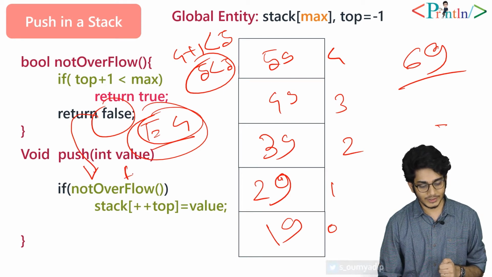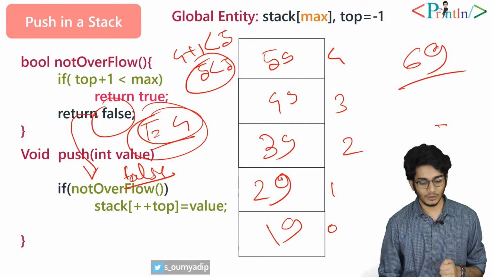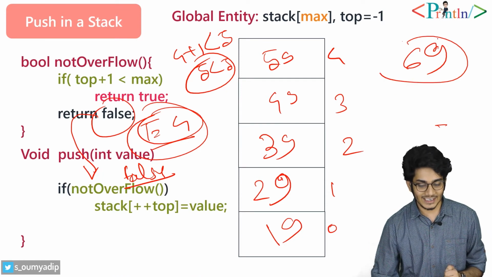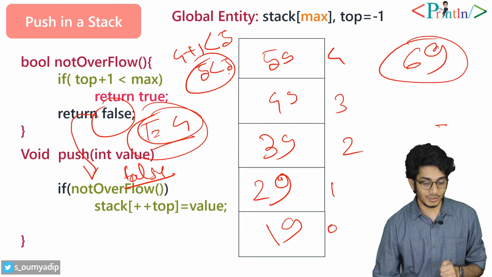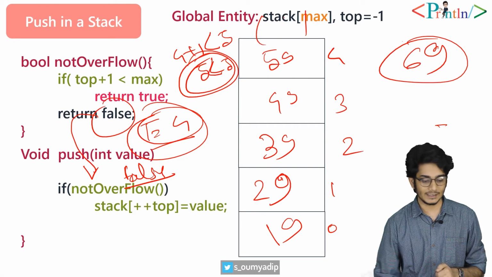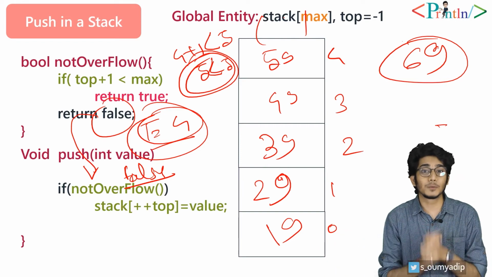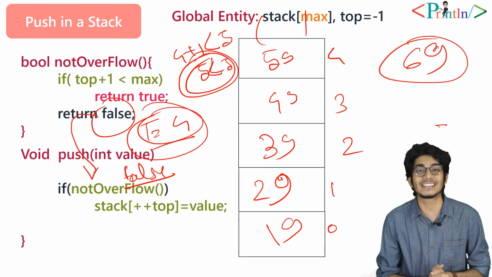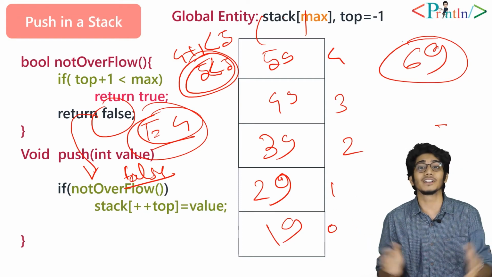So here we'll receive false. So that means we cannot insert 69 at the fifth position. Because 5 is less than 5, we cannot go beyond that. So I think these portions are clear: what the push function is, what the not overflow function is, and why we can't insert 69 into our stack. Let's go for the code.